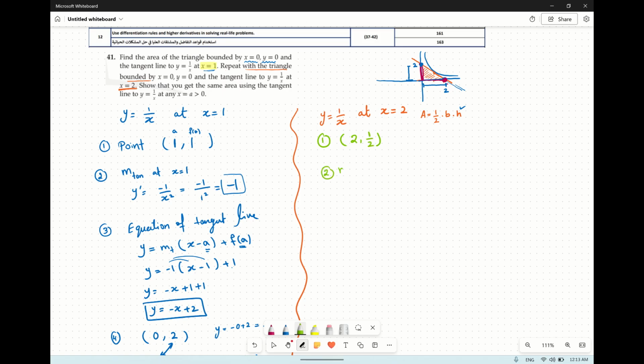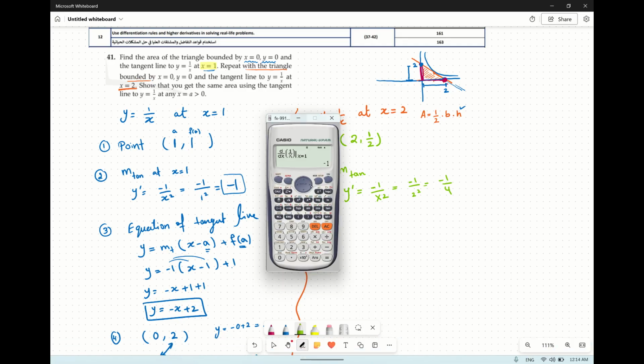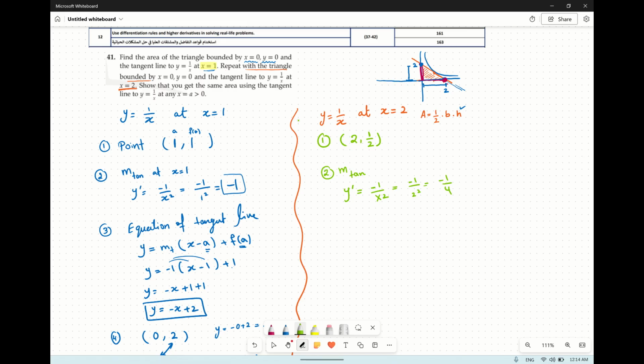Step number 2, you need to find m of the tangent. So I need the derivative at 2. Either do it yourself: I know y prime is minus 1 over x squared, which means it will be minus 1 over 2 squared, which is minus 1 over 4. Or on the calculator, I will put d by dx of 1 over x, but now instead of 1 I need 2. So I get negative 0.25, which is the same as negative 1 over 4. Okay, but this is in decimal, this is in a fraction.